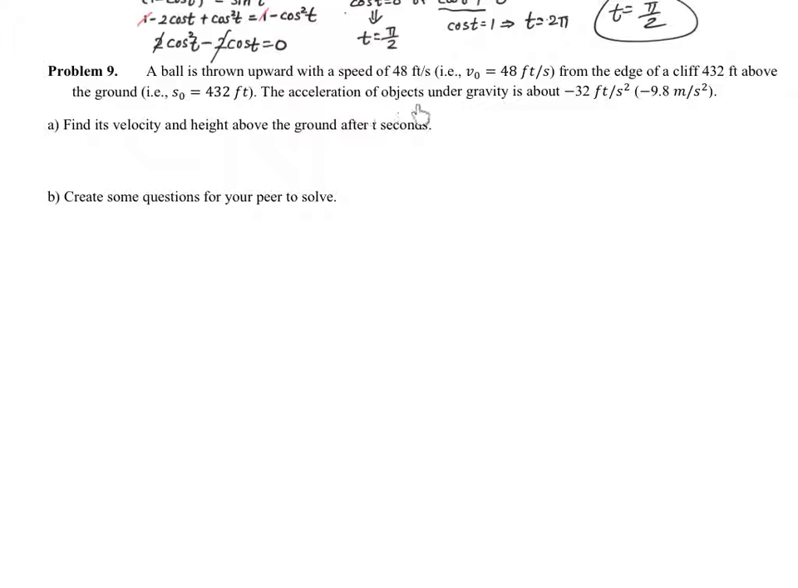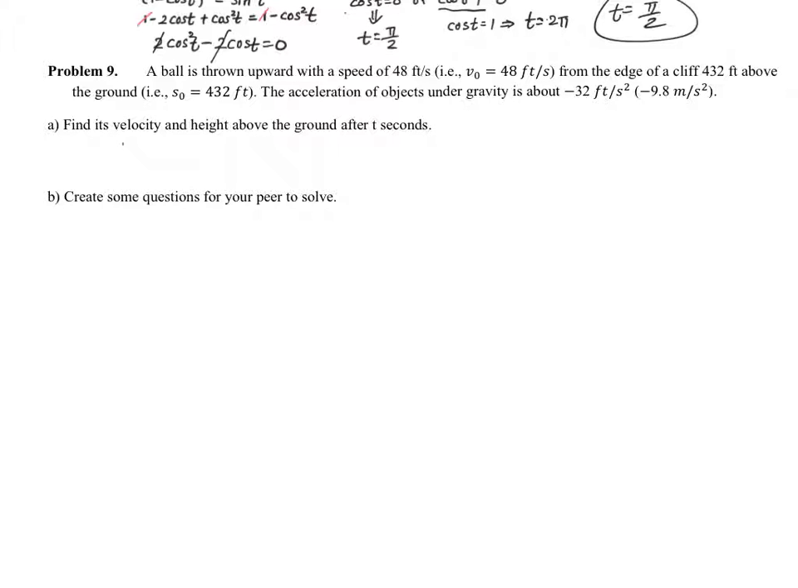The acceleration of the object under gravity is about negative 32 feet per second squared. Or if you use meters per second squared as the units, it will be about negative 9.8. Because we are given feet and feet per second, I would like to stick with feet per second squared. This is what we would use.